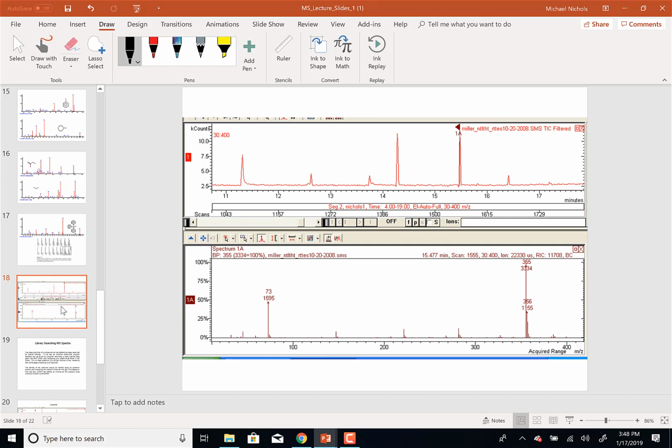So in our instrument, there's a lot of silicon. There's a silicon septum where the syringe goes through. There's silicon coating some of the glass surfaces, and so when that breaks down, it shoots through the instrument.